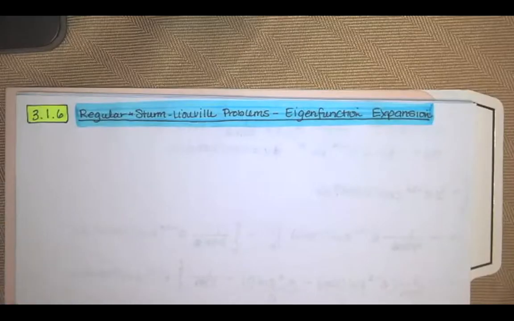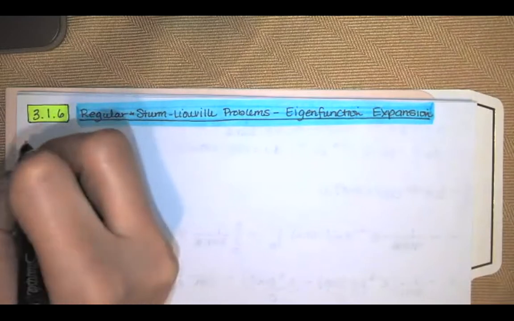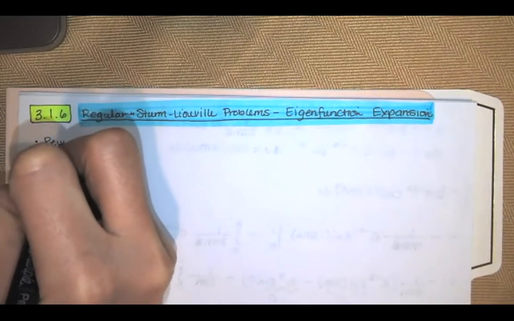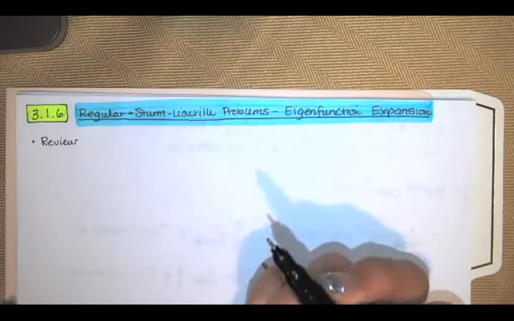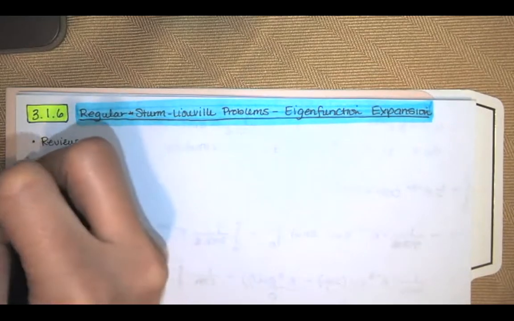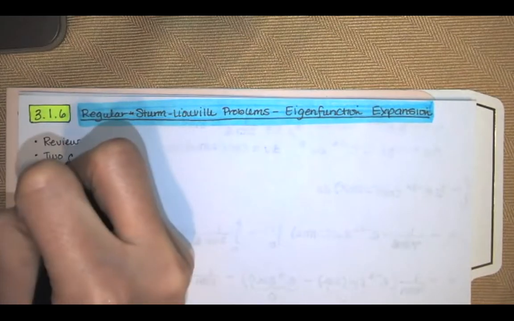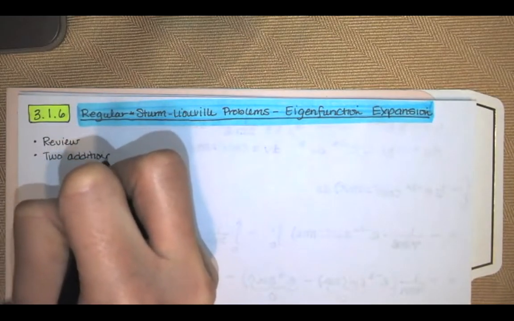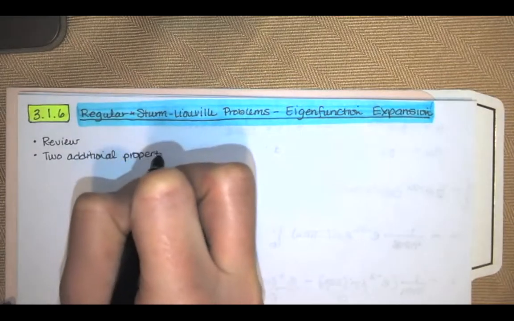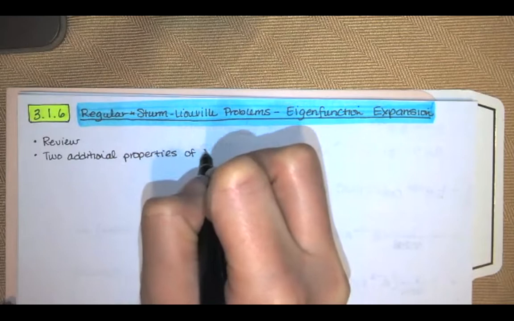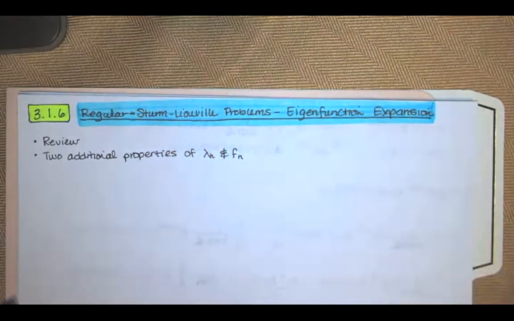Welcome back. In this video, we discuss eigenfunction expansion in terms of the eigenfunctions of regular Sturm-Liouville problems. In order to discuss eigenfunction expansion, we'll need to review exactly what a regular Sturm-Liouville problem is. We'll discuss two additional properties of the eigenvalues and the eigenfunctions, which we're calling lambda sub n and f sub n, of regular Sturm-Liouville problems. And then after that, we'll do an example.